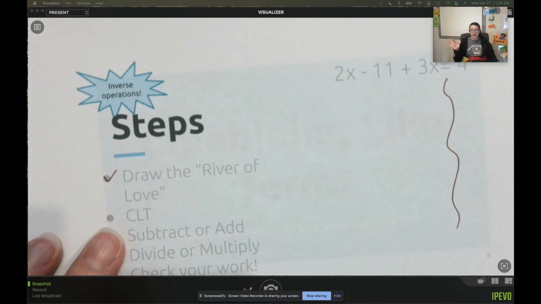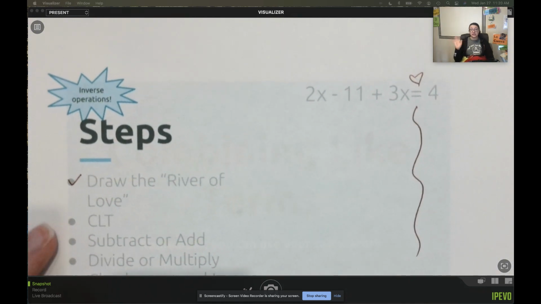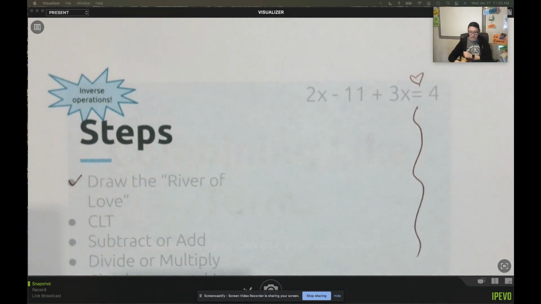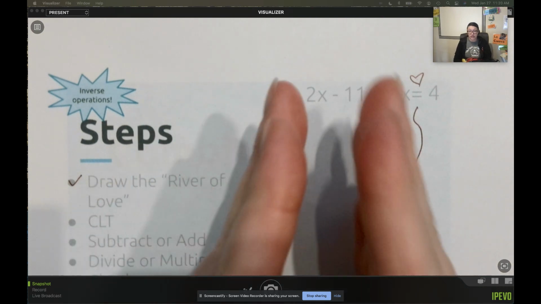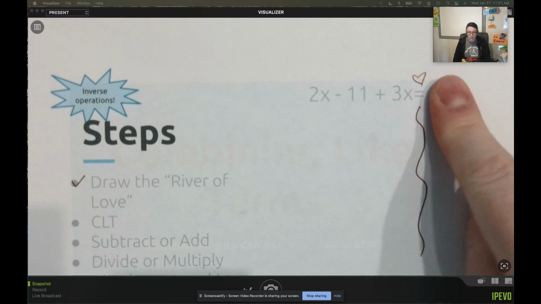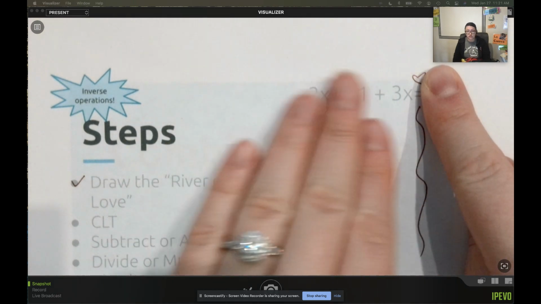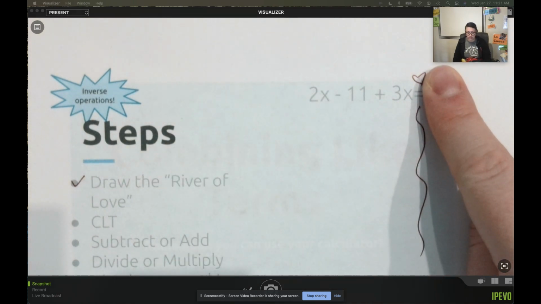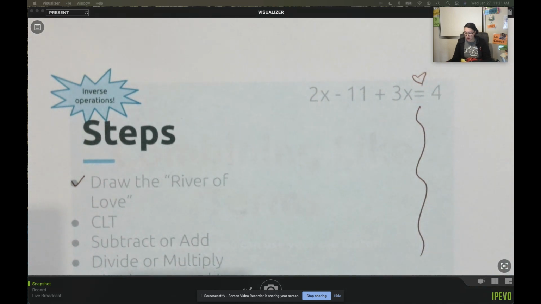Now, before I can go through and do sad Meg, I need to combine my like terms. I can only combine like terms on each side of my equal sign. So that 4 can't go with anything. I'm just looking at the stuff on the left that I can combine. What do you see there that I could combine on both sides?